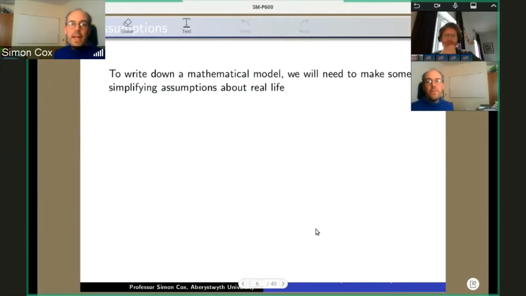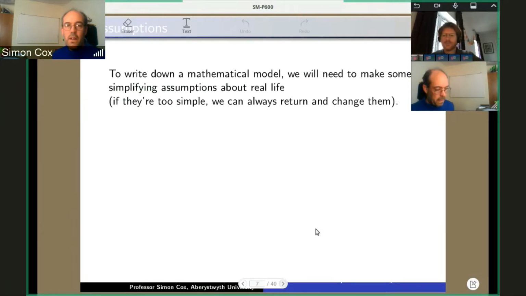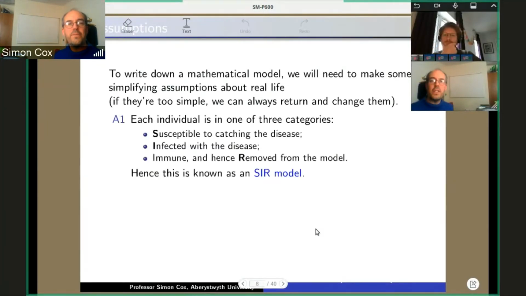And so, as you know, real life is complicated, and in mathematics, the art, if you like, of modelling is to try and make some simplifications. And sometimes you go too far, you make your model so simple that it has no predictive power, but that's fine. You've learned something, and then you can go back and change things.